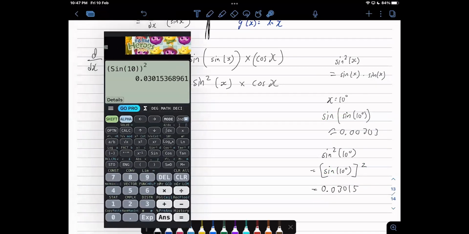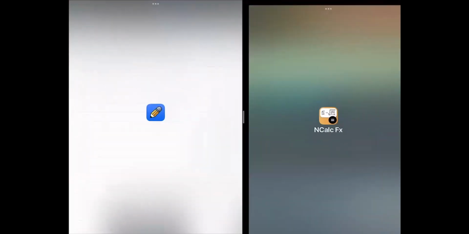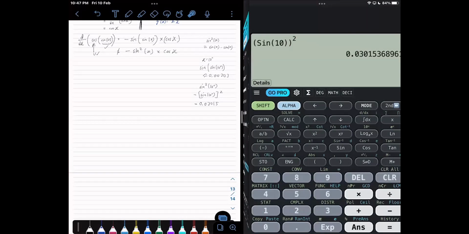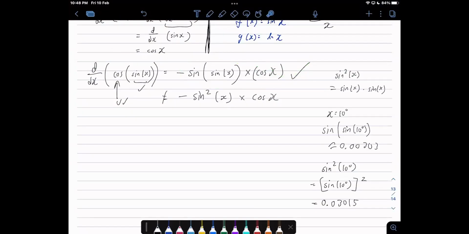Okay, moving on. So this is your final answer. That's it. Don't need to simplify. You cannot simplify. All right?